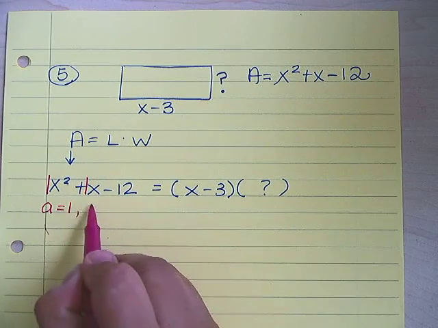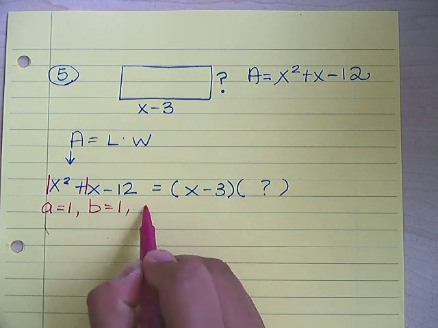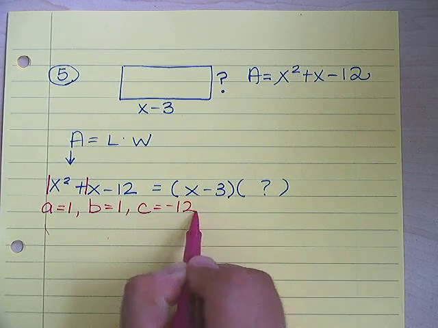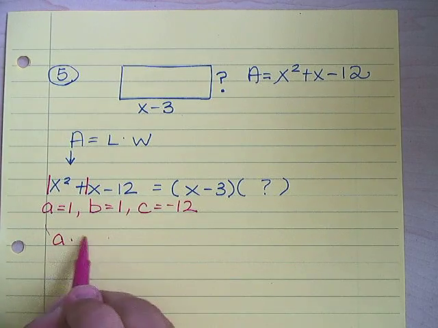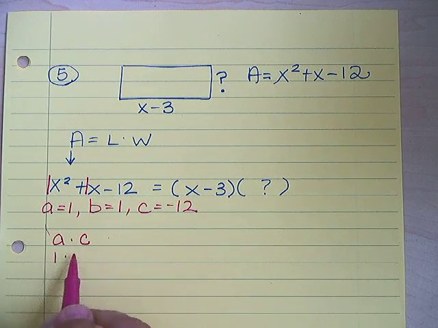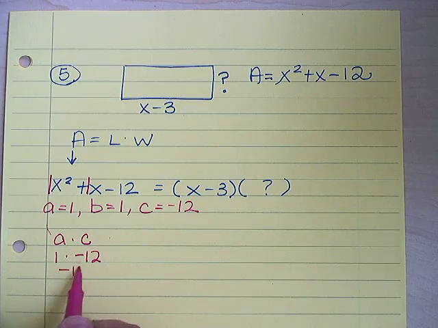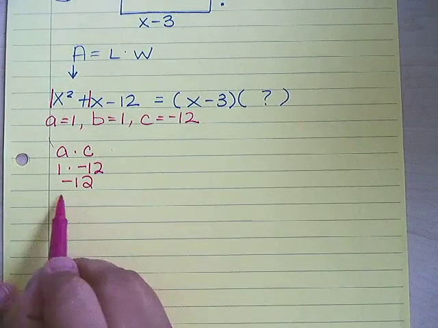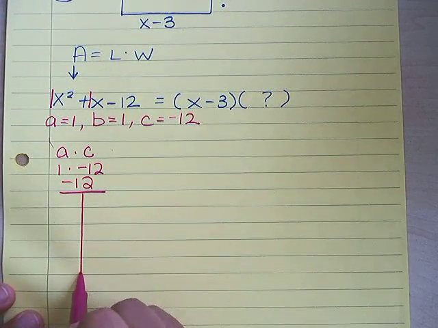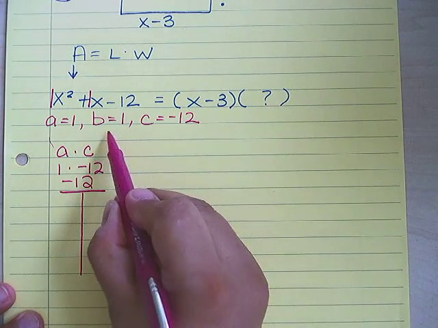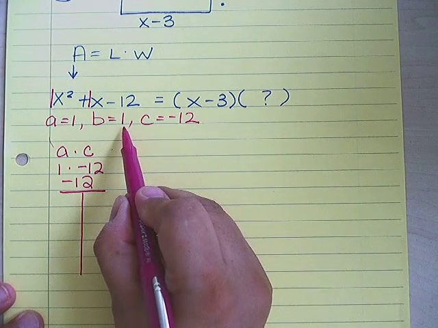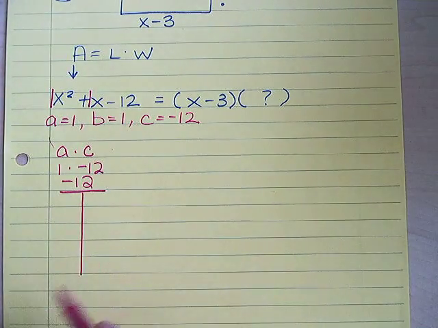And so therefore my a is equal to 1, my b is equal to 1, and my c is equal to negative 12. So I will multiply a times c, which is 1 times negative 12, and that gives me negative 12. And so what I'll do now is find the factors of negative 12 that will add up to give me b's value, which is a positive 1.